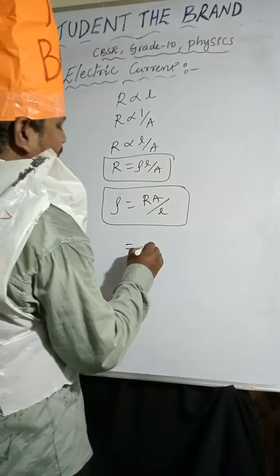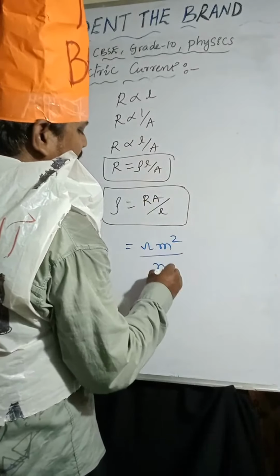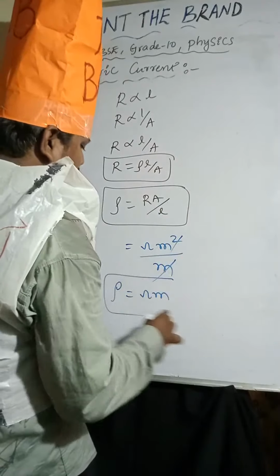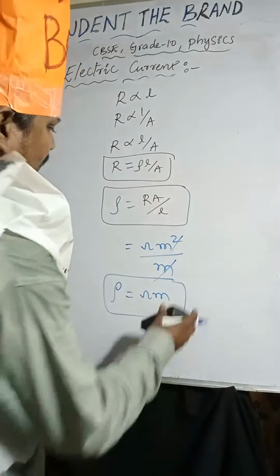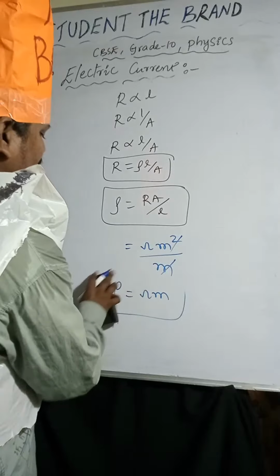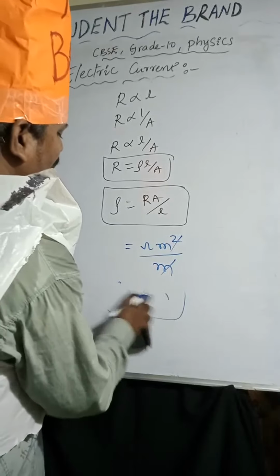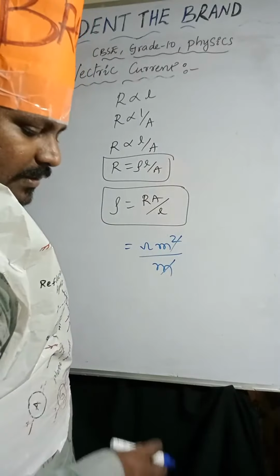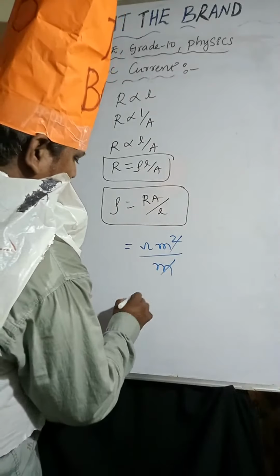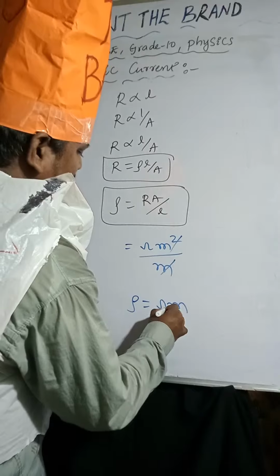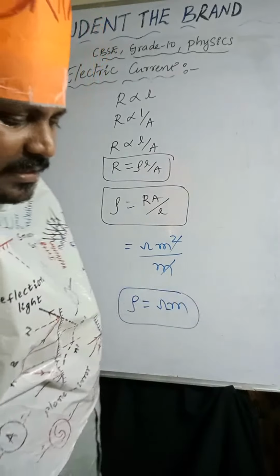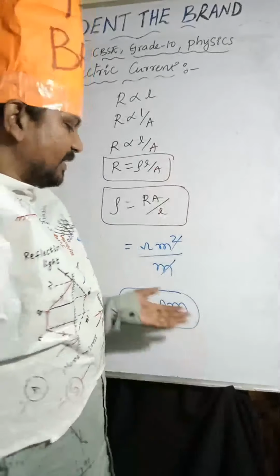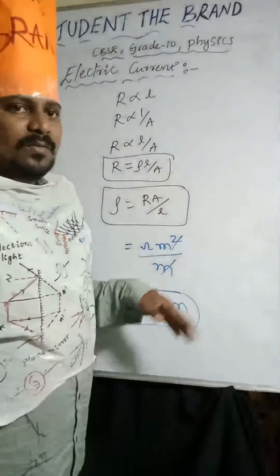The SI unit of resistance is ohm, the SI unit of area is meter square, and the SI unit of length is meter. So rho equals ohm meter. Clear? Someone is asking about the unit of specific resistance. Specific resistance is nothing but resistivity only. Ohm meter.